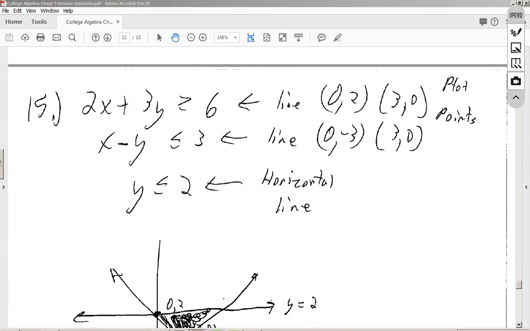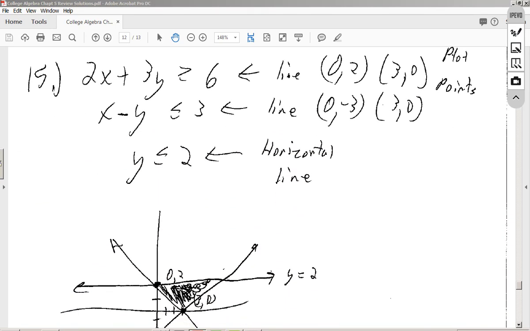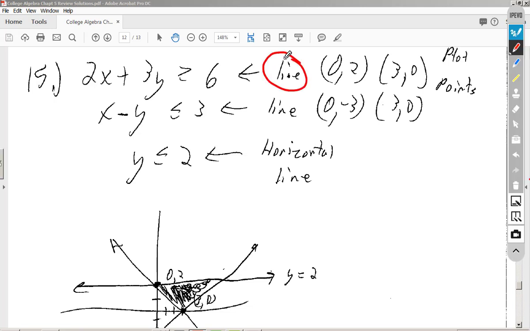On number 15, we want to graph all three of these equations here. We have 2x plus 3y is greater than or equal to 6. We have x minus y is less than or equal to 3. And y is less than or equal to 2. The first thing I do is identify what kind of shapes all these are. Notice this first one is a line. My second one is also a line. And then my third one is a line, but more specifically, it's going to be a horizontal line at 2.